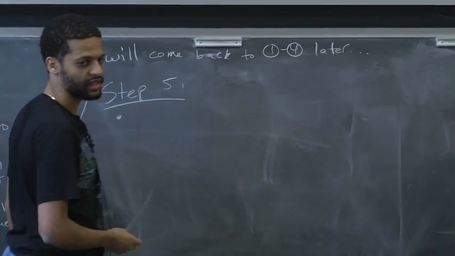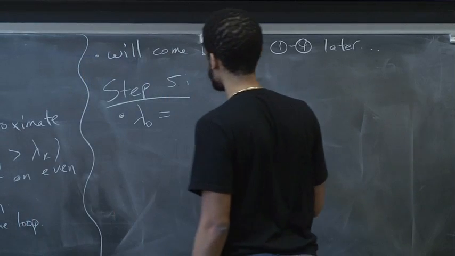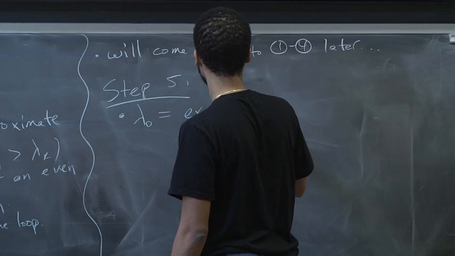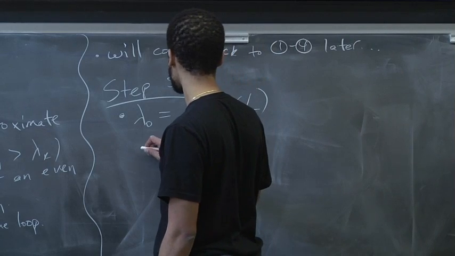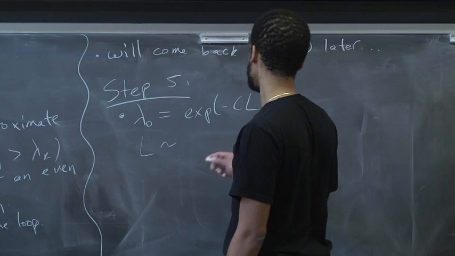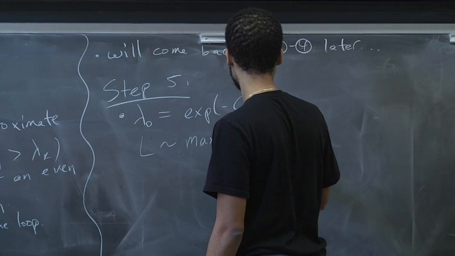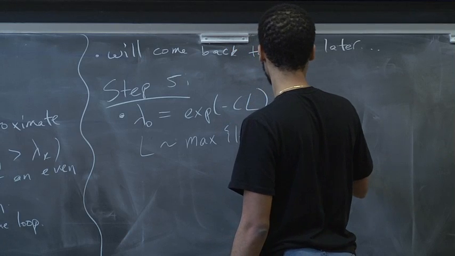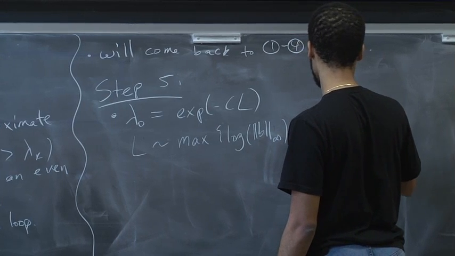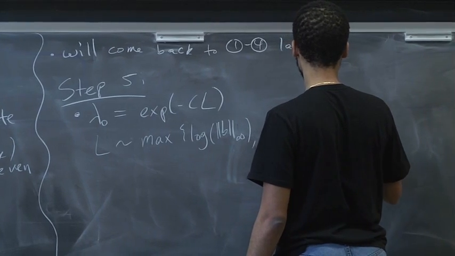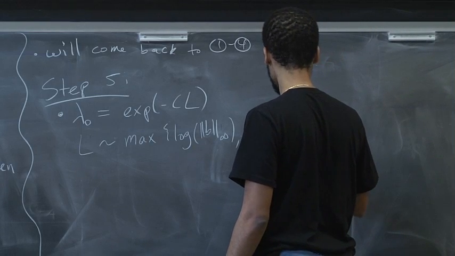We'll see this when we actually do steps 1 through 4, but lambda 0 will be something that's exponentially small in the precision. Just a reminder, I think I mentioned this last time, but L is something like the max of log of b infinity and log of the maximum determinant of a submatrix, as well as log of C infinity.